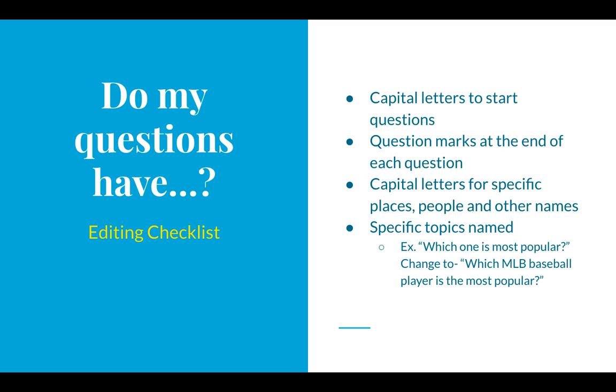Does your question have capital letters for specific places or people's names or other names? Make sure that if you're talking about a specific baseball team or a vacation spot, all these things have capital letters. And are specific topics named? What I mean by that is instead of saying which one was the most popular, be specific. Change it to which Major League Baseball player is the most popular. So, whatever your topic was, name it in your question. So, which vacation spot was the least popular, instead of which one was the least popular or which one got the least amount of votes?